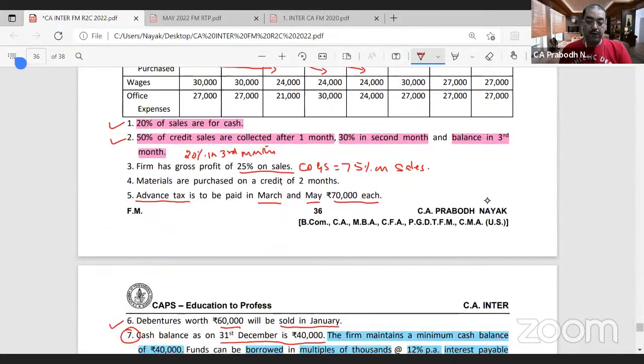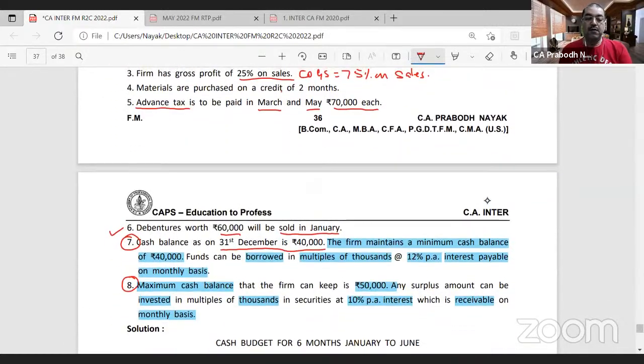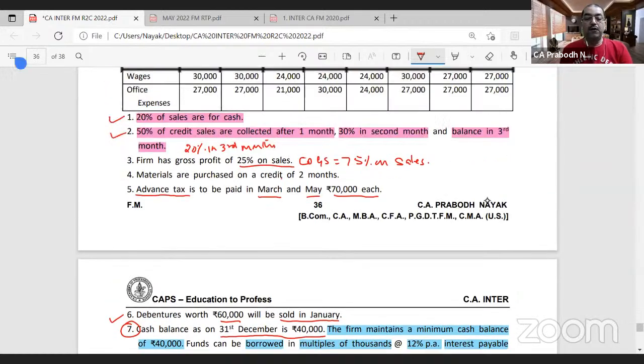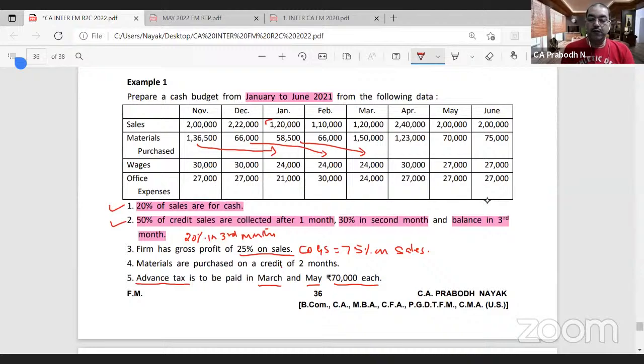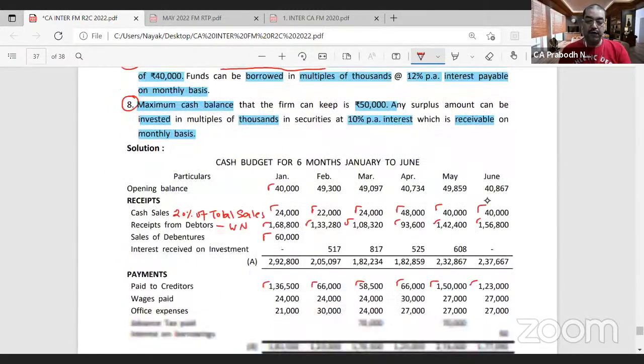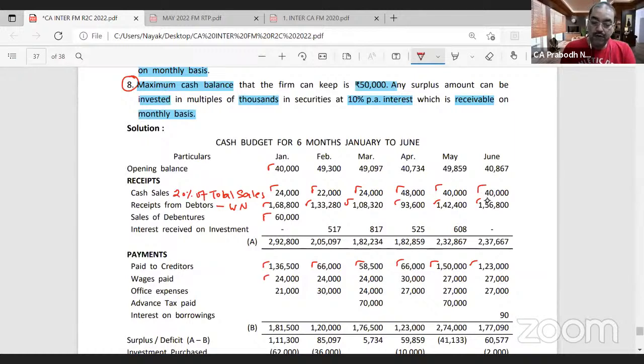Now, have they said anything about wages paid? No, nothing is said. So we'll assume that the wages are paid in the same month. So Jan 24,000, Feb 24,000, March 24,000, then 30, 27, and 27. We just paid in the same month.